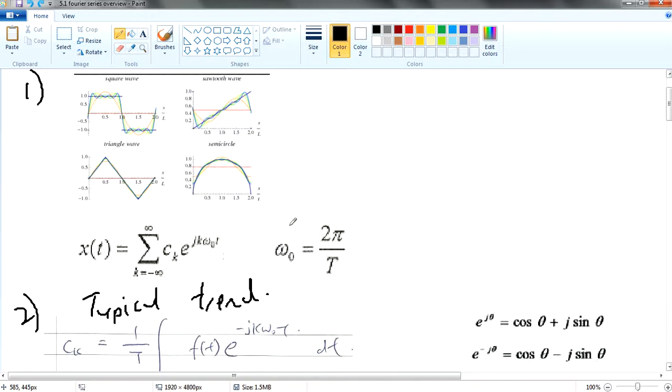And then when you are dealing with signals, definitely you are dealing with frequency. So this is the natural frequency equals to 2 pi over the period. So this is the period. So let's say if you have this sine wave, one period is from here to here.